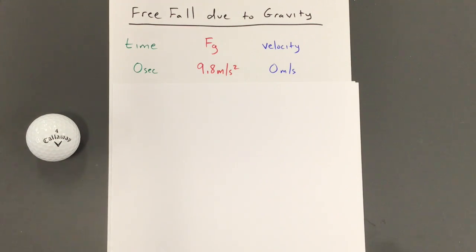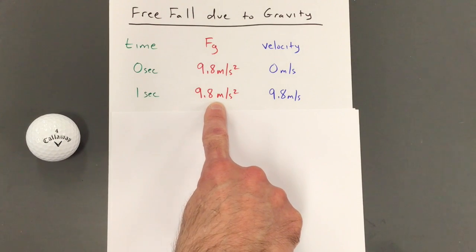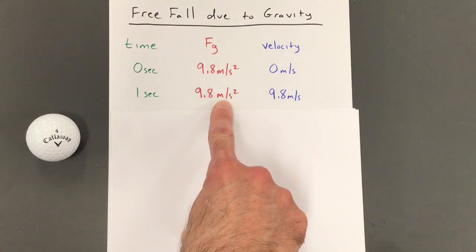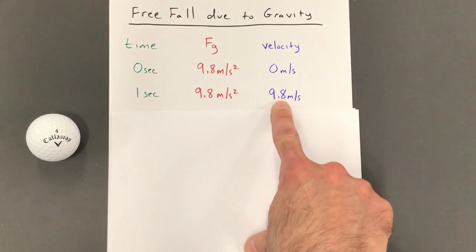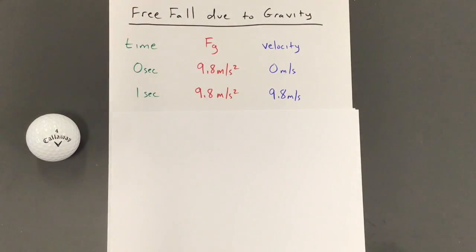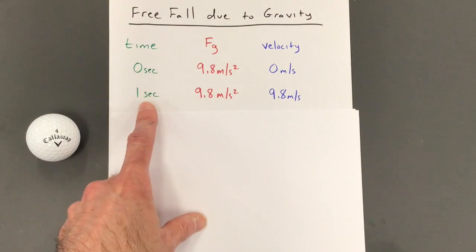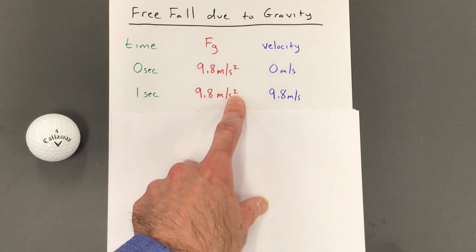Once we release the object and it falls for 1 second, gravity is still pulling down at a rate of 9.8 meters per second squared. That never changes, but its velocity has increased. And that object, after falling for 1 second, is now going at a velocity of 9.8 meters per second. The way I got 9.8 meters per second is acceleration times time to get rid of that squared.